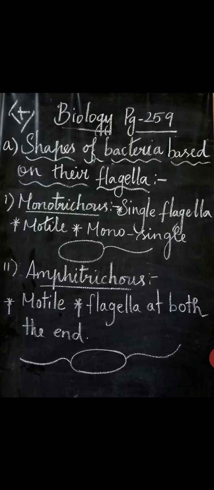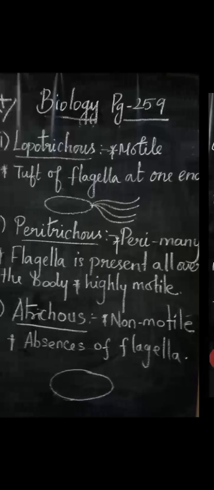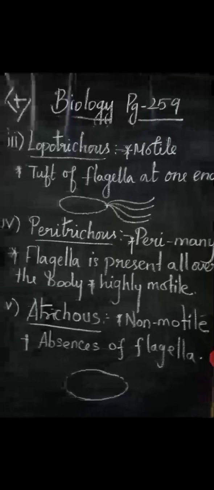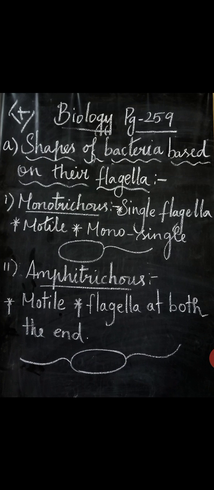Flagella is one of the organelles in microorganisms, which helps them to move from one place to another place. In this, five different categories are there: monotrichous, amphitrichous, lophotrichous, peritrichous, and atrichous. Monotrichous: mono means single, trichous means flagella. The bacteria which contain a single flagellum at one end are called monotrichous. And they are motile, since flagella is present.